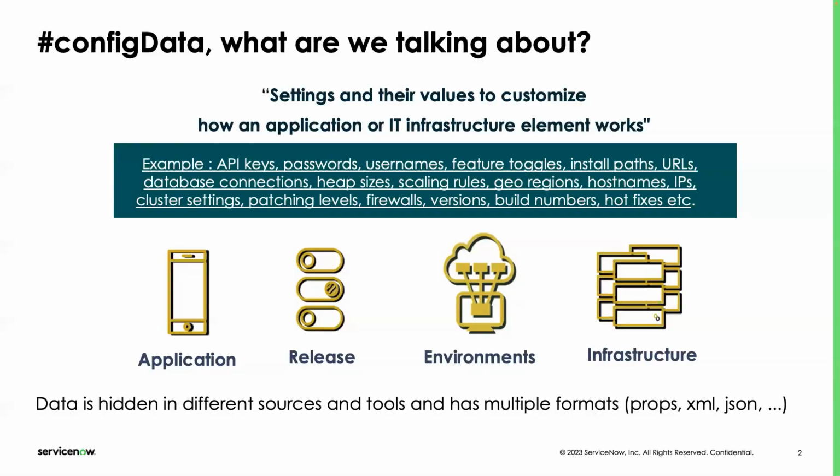When we talk about config data, often it's data related to applications that's becoming more complex, such as microservices. These are the config settings for how the microservices might connect to a database or to another microservice. Often these include secrets like API keys and passwords, or things like feature toggles, install paths, database connections, heap size. There's also release-related config data. From one release to the next, you might have different dependencies. You might find these types of settings in an XML file, like a pom.xml. When you build your application, you have certain settings there.